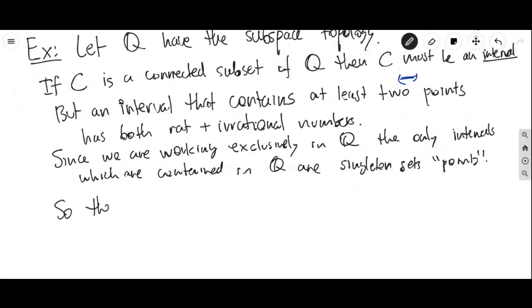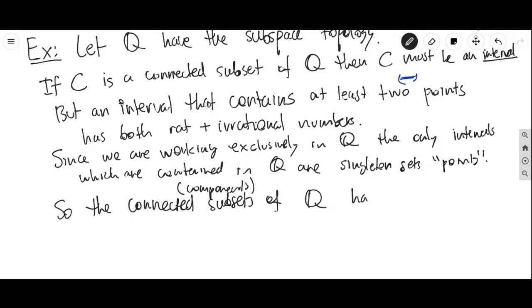So the connected subsets of Q, and these are actually the connected components, because you cannot go any bigger. So the connected components of Q have the form of a set just containing a single number, where q is any rational point. So the connected components are just singleton sets. So you can have a situation like that. That's like an extreme situation. That's as small as it gets. A single point is as small as it gets. A one-point space is always connected.